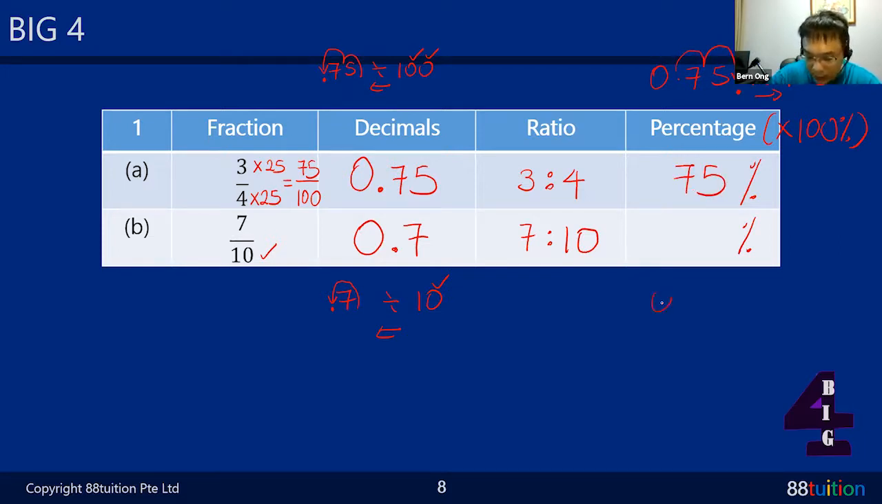Same as down here, 0.7 times 100. As a percentage means you have to times 100. Times means towards your right, 100 means 2 movements, 1 step, 2 step. Oh, there's an empty slot here, put a 0 here. So the answer is 70%. So all this, you must be very clear. You must be very good at it.